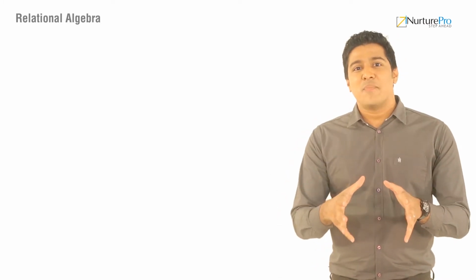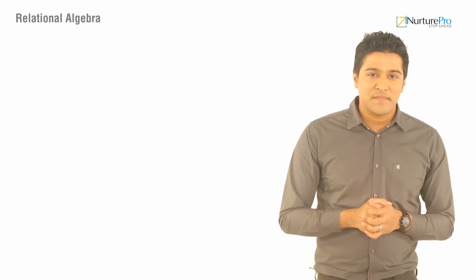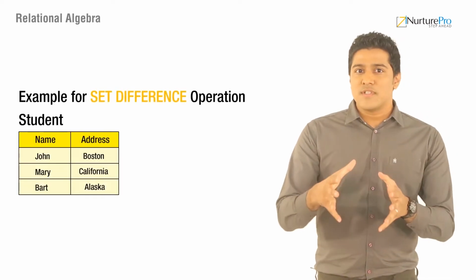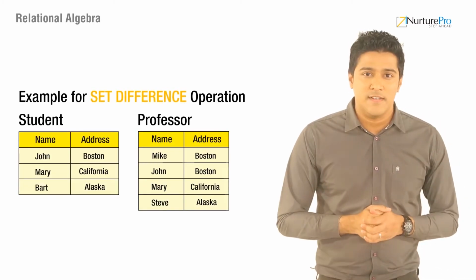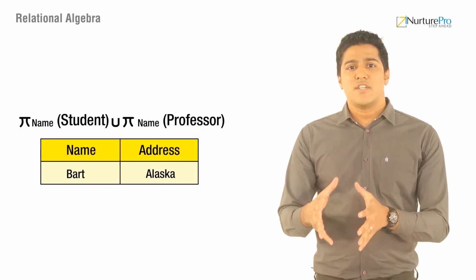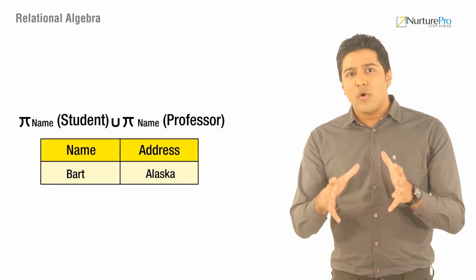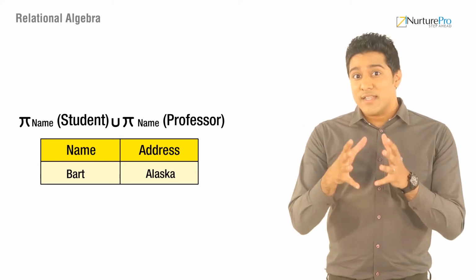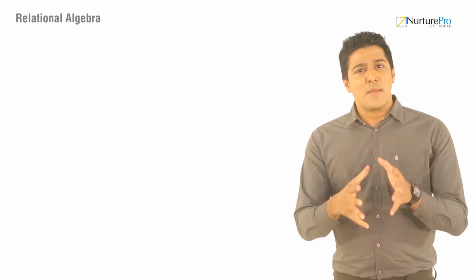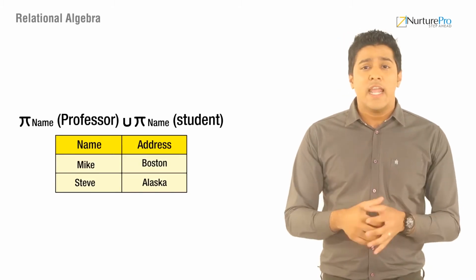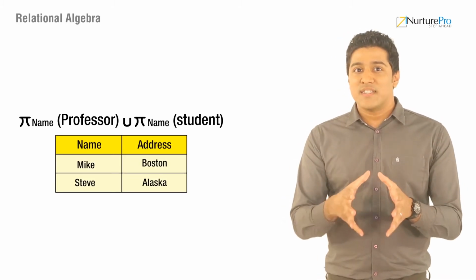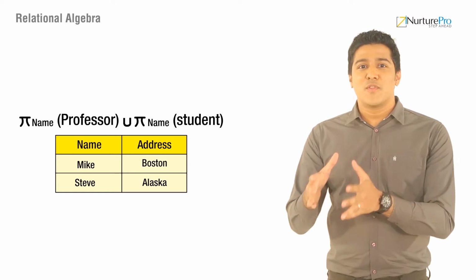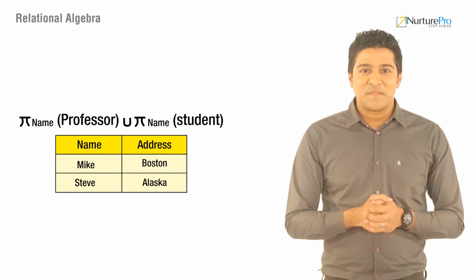Now let us take an example for a set difference operation. Consider the tables of students and professors as shown on screen. By applying the Boolean expression shown on screen, it finds all the names that are present in the student table but not those that are in the professor's tables. By applying the Boolean expression shown on screen, it finds all the names that are present in the professor's table but not those that are in the student table.